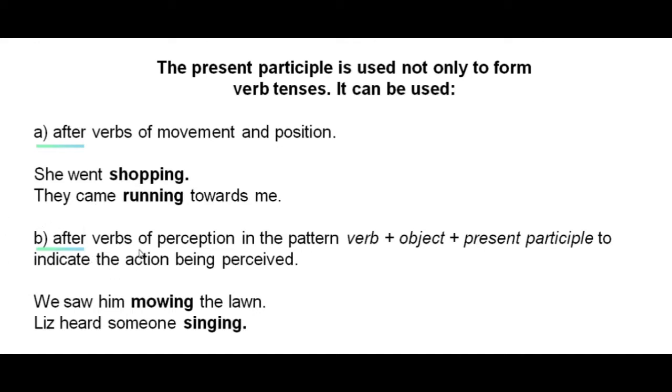B. After verbs of perception in the pattern of verb plus object plus present participle to indicate the action being perceived, as in the examples below. We saw him mowing the lawn. Verb, saw, object, him, present participle, mowing. Liz heard someone singing. Verb, object, present participle.